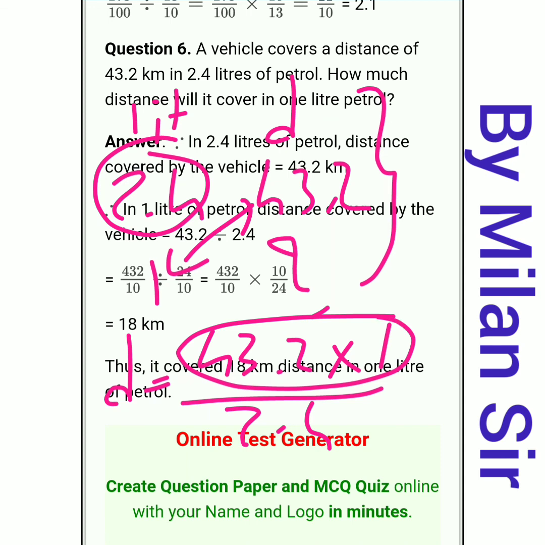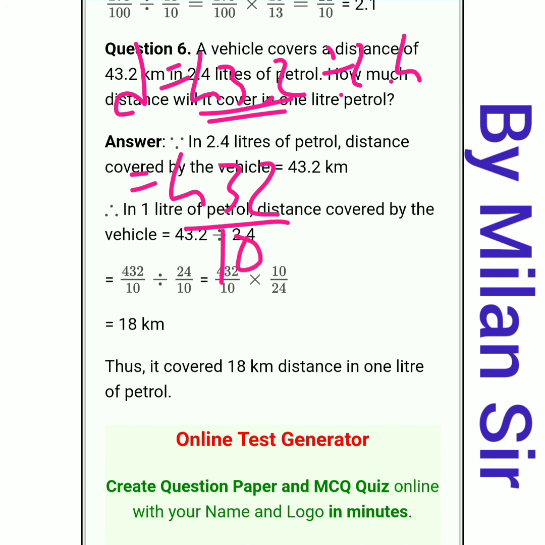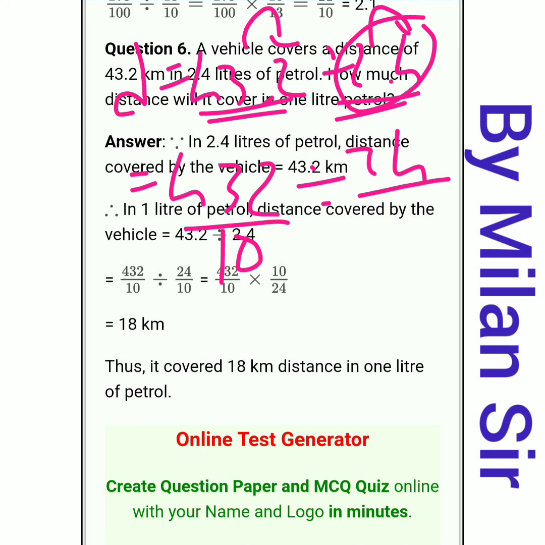So here 43.2 multiply 1 is the same 43.2, divided by 2.4. So we need to convert this decimal number into a fraction. We ignore the decimal point, and after the decimal point we have only one digit, so divide by 10. First of all, this division sign remains as it is. Then 2.4 we convert into a fraction, so ignore the decimal point, so 24. After the decimal point we have only one digit, so in the denominator 10. Our first number remains as it is.